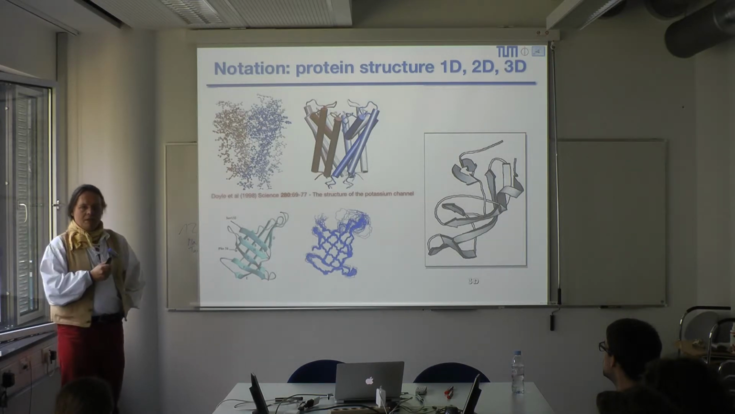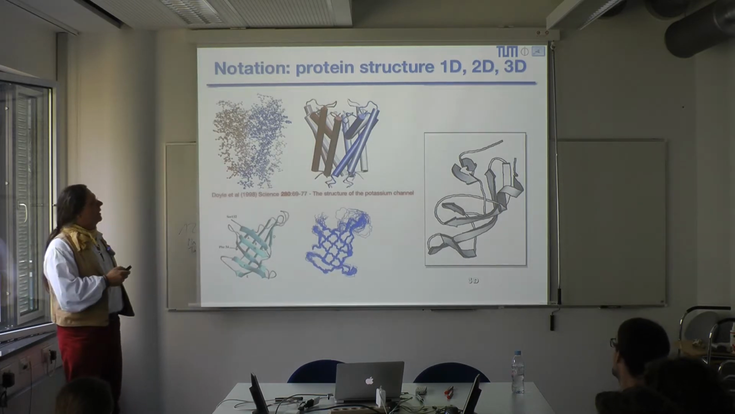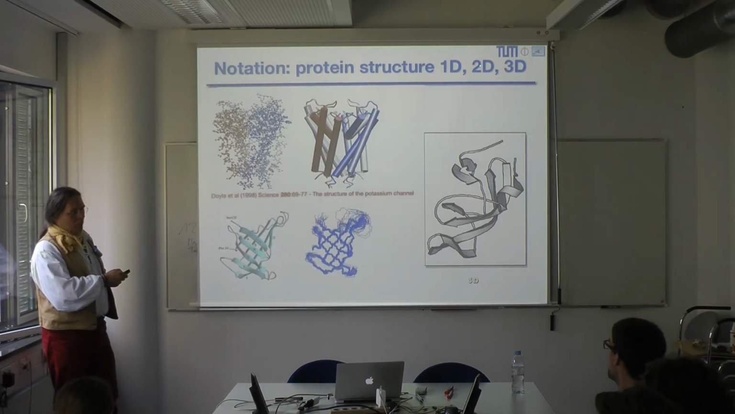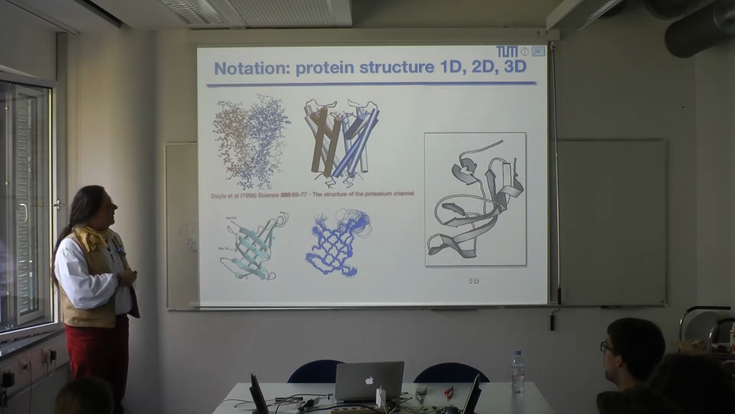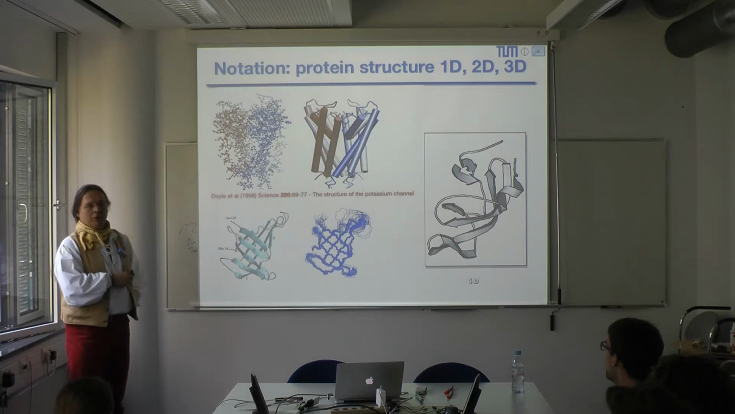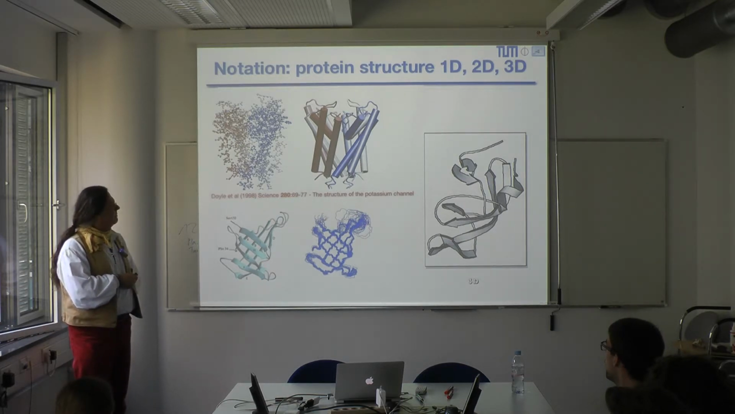So 3D is the 3-dimensional shape. It's the coordinates. Okay? What is 1D? Or let's do it the other way around. Where do you see 2D in this plot? Yeah, I'm not giving it away.